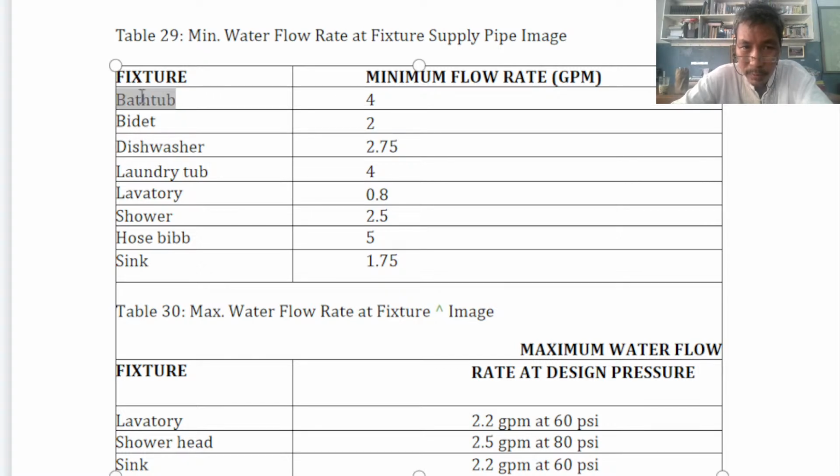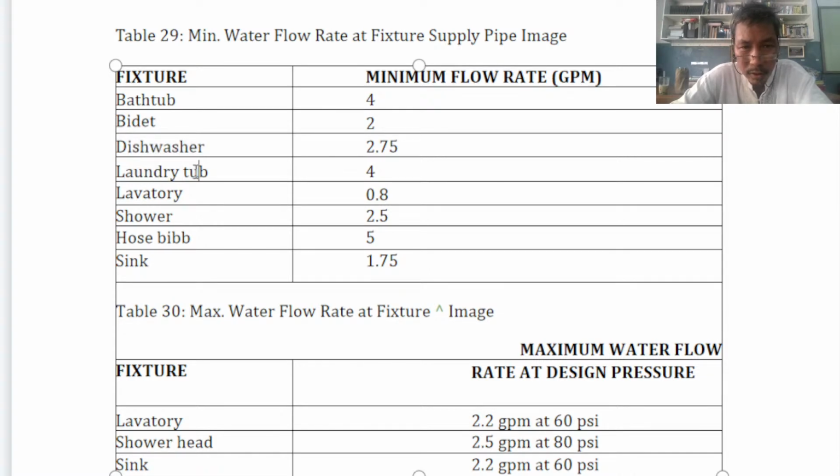Bathtub, you don't need to memorize because it is not always used. Bidet, okay? You don't need to memorize because it is not common in our country. Bidet is common in Europe. Even in the United States or in Japan, it is not common. But Europeans use bidet. Okay? Dishwasher, not very common in our country.